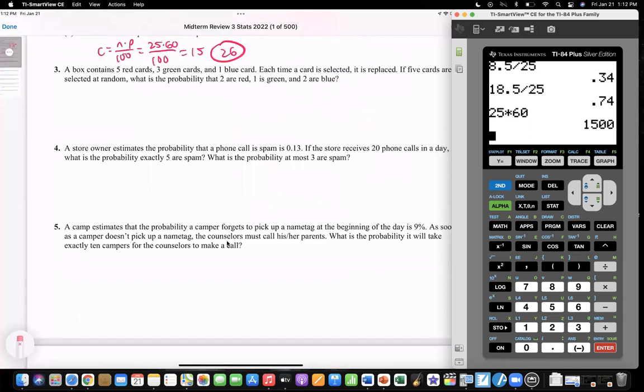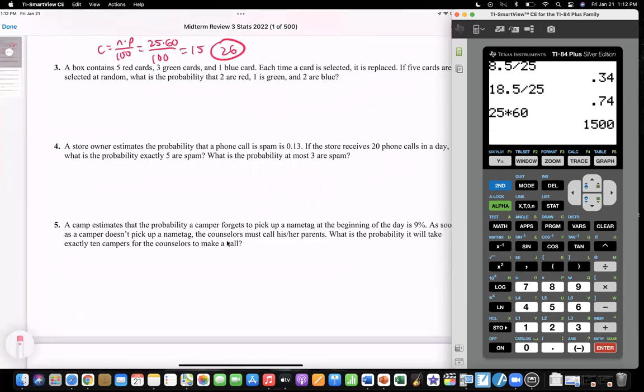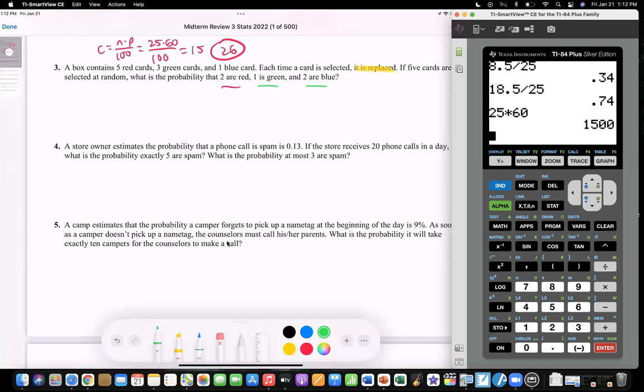Okay, moving on to the probability distributions. We have 5 red cards, 3 green cards, and 1 blue card. Okay, so one thing to note, we do have replacement here. So every time we select a card, it is replaced. That is important. Okay, selecting 5 cards at random, and what is the probability that we want? So we want 2 red, 1 green, and then 2 blue.